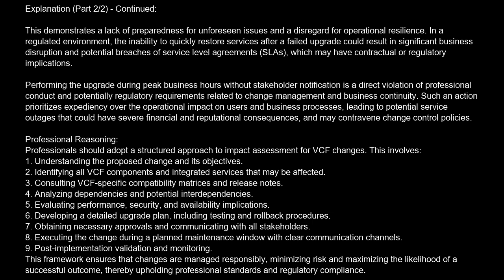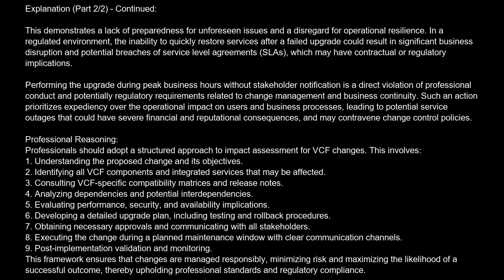Performing the upgrade during peak business hours without stakeholder notification is a direct violation of professional conduct and potentially regulatory requirements related to change management and business continuity. Such an action prioritizes expediency over the operational impact on users and business processes, leading to potential service outages that could have severe financial and reputational consequences and may contravene change control policies.